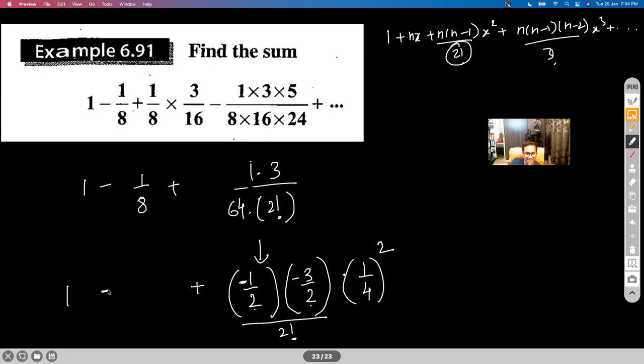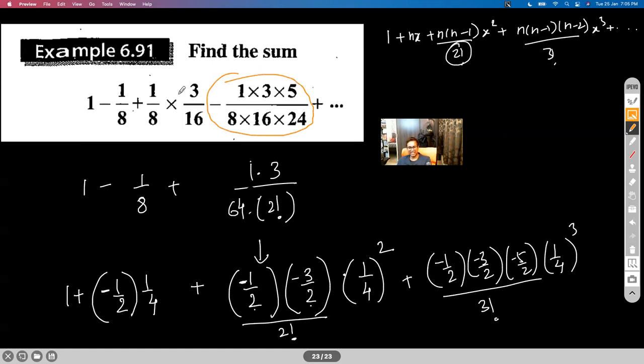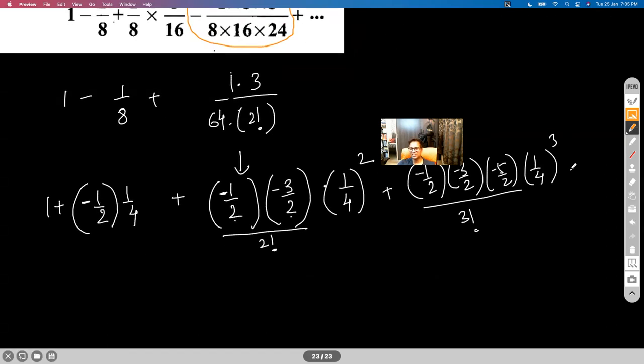The first term is actually minus half into 1/4. Now it is making sense to me that my next term should have been minus half, minus 3/2, minus 5/2 by 3 factorial, 1/4 cube. And you realize that this expression is your given term over here. Check. Of course, with a minus sign. So let me engross the minus sign also. Check it out and let me know whether you are convinced. So you have to be a good observer here. You can't solve this question blindly.